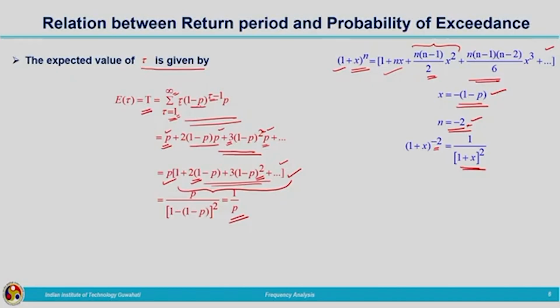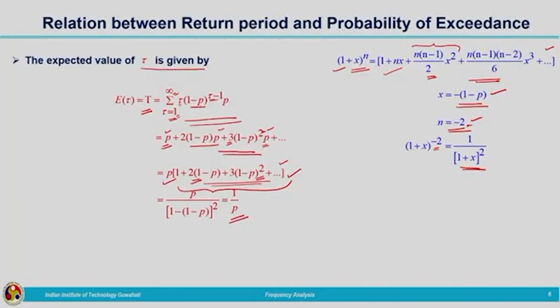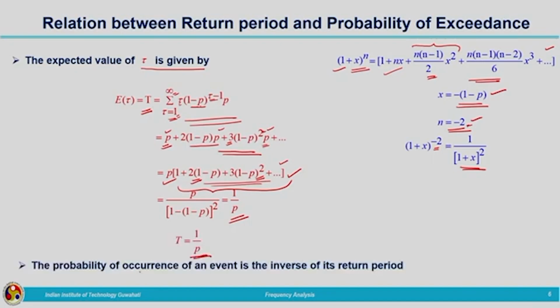p is the probability of occurrence of the success. So we can find a relationship here. The expected value of the recurrence interval T can be found by taking the inverse or the reciprocal of the probability of exceedance. So we can write the return period as the inverse of the probability of occurrence, that is T is equal to 1 by p. The probability of occurrence of an event is the inverse of the return period. T is our return period and small p is the probability of occurrence of an event.